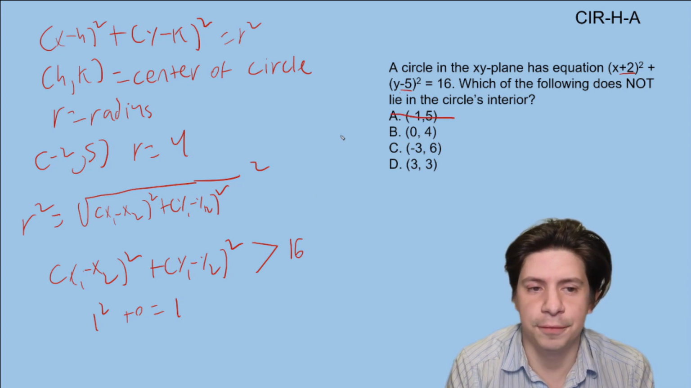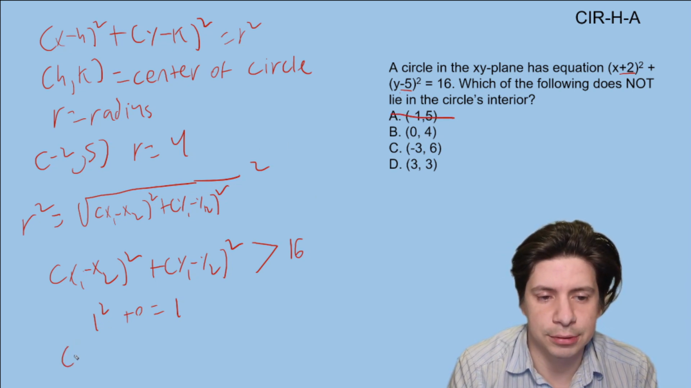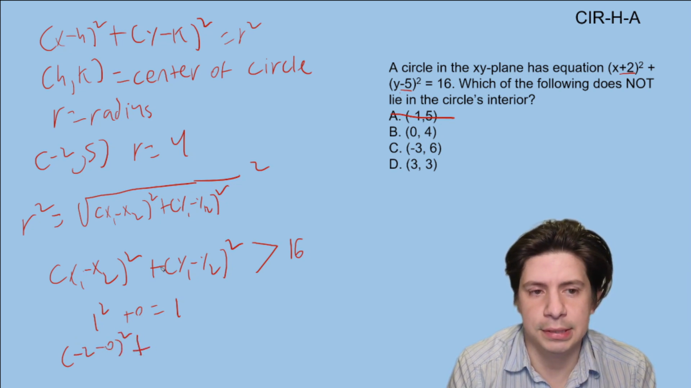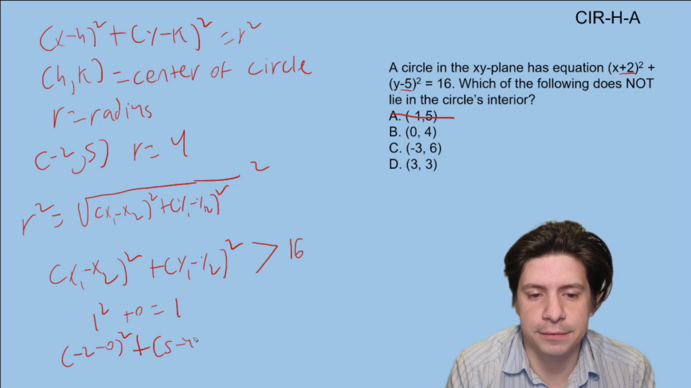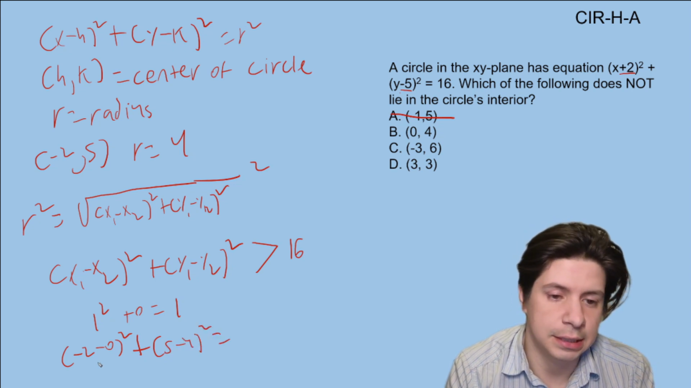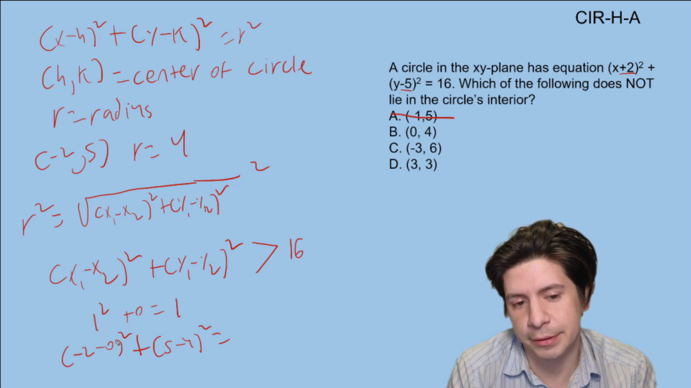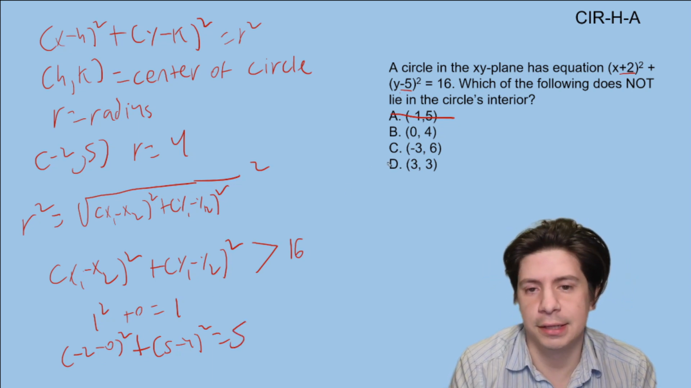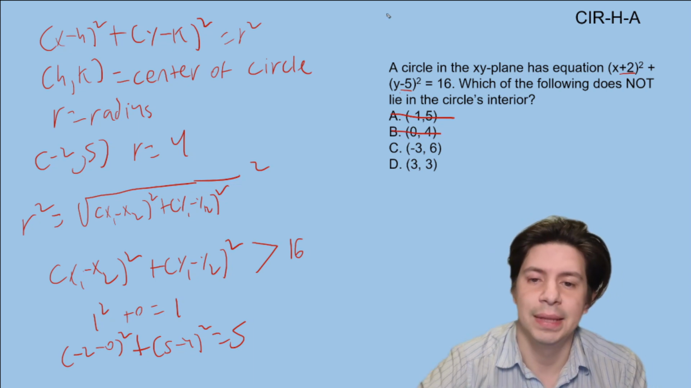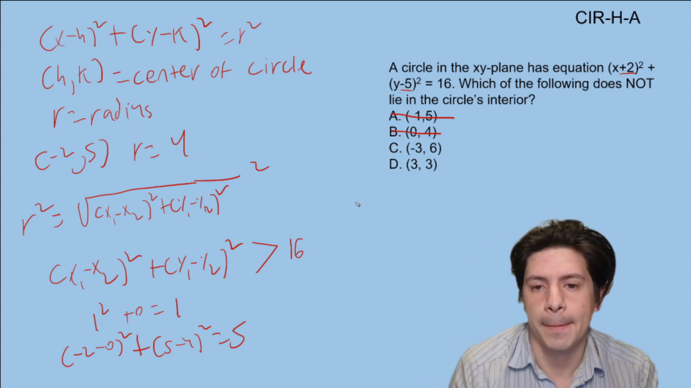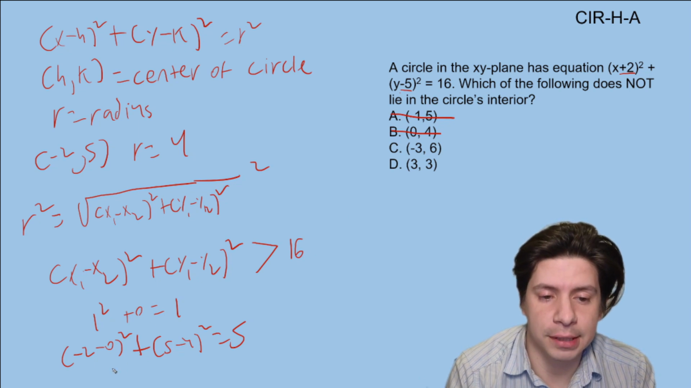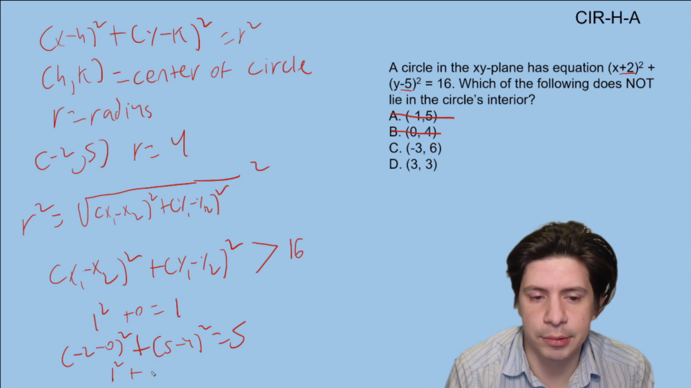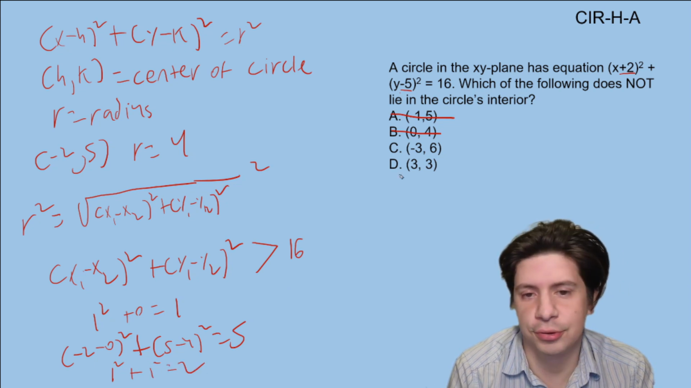Now let's try B, 0, 4. So I'll do the math, right, negative 2 minus 0 squared plus 5 minus 4 squared, and that's going to get us 2 squared, which is going to be 4, plus 1 squared, which is 1. That's going to be 5. Again, that's not it, so we're going to eliminate B. And then you can do C, and with C, right, we're going to be 1 apart again, so it's going to be 1 squared plus, we're going to be 1 apart there, so 1 squared, and that gets us 2. So it should be D.